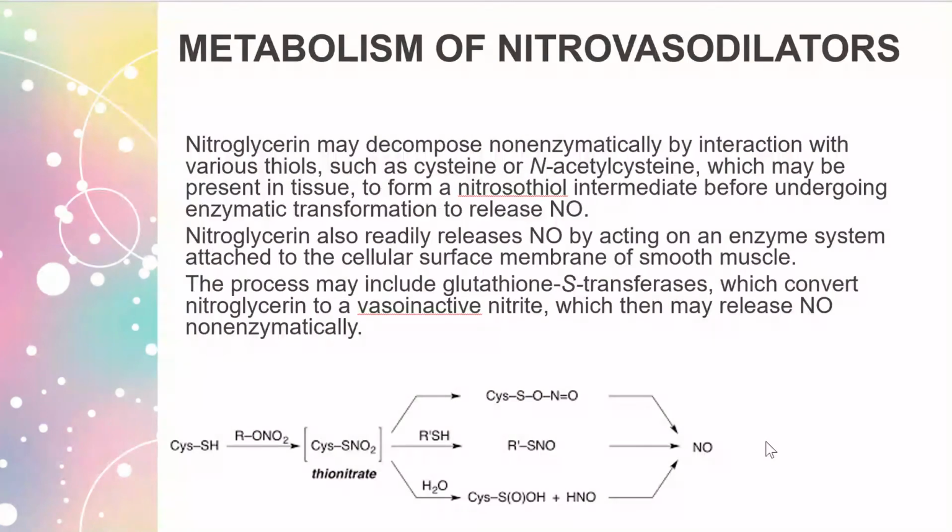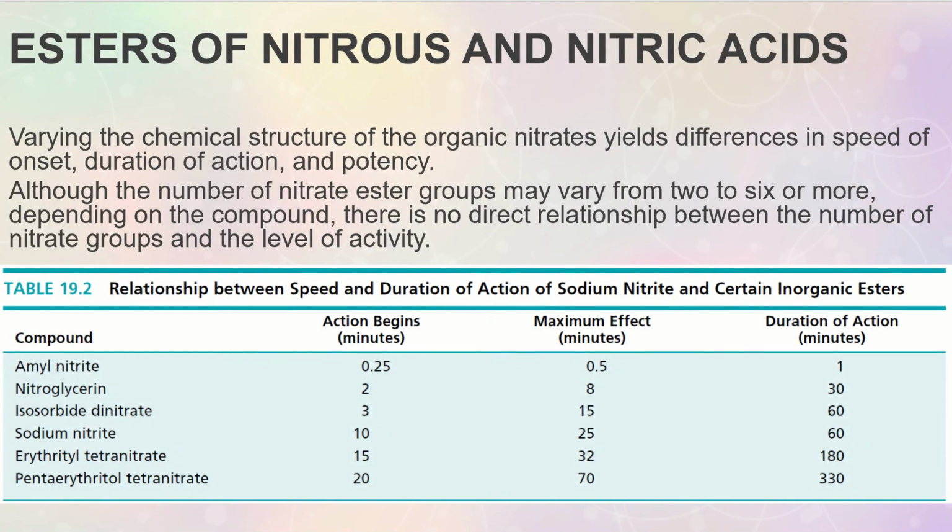Nitroglycerin also readily releases nitric oxide by acting on an enzyme system attached to the cellular surface membrane of the smooth muscle. The process may include glutathione S-transferases, which convert nitroglycerin to a vasoinactive nitrite, which may then release nitric oxide non-enzymatically. All right, so we have various nitrites and nitrates, as we see here under the heading of compound in this table. Varying the chemical structure of the organic nitrates yields differences in the speed of onset, duration of action, as well as potency.